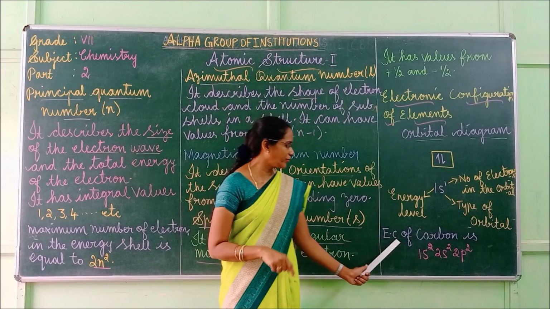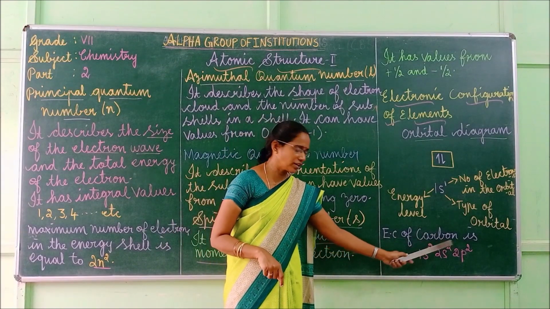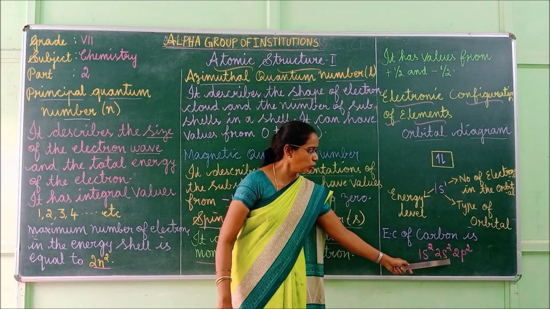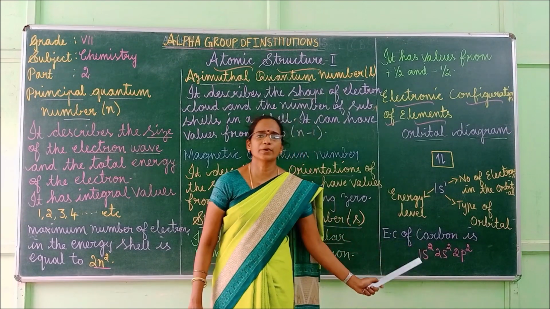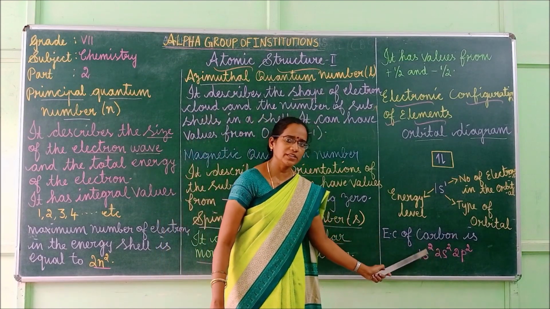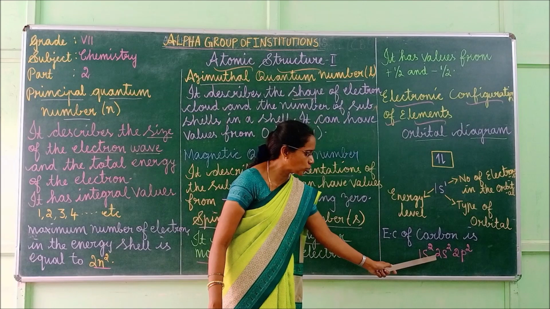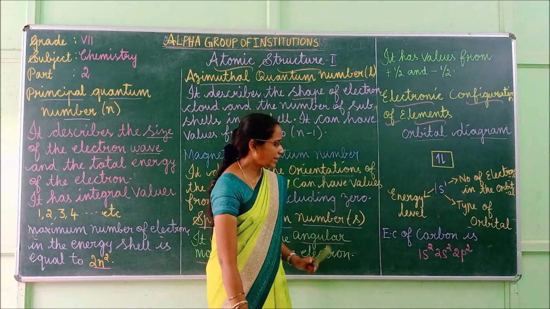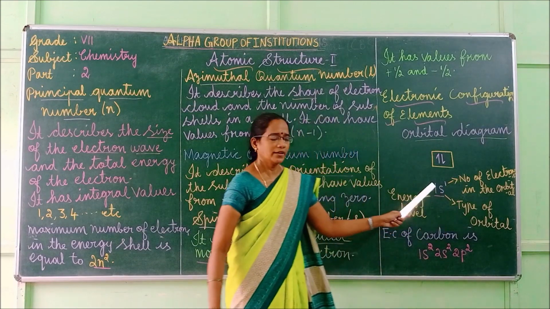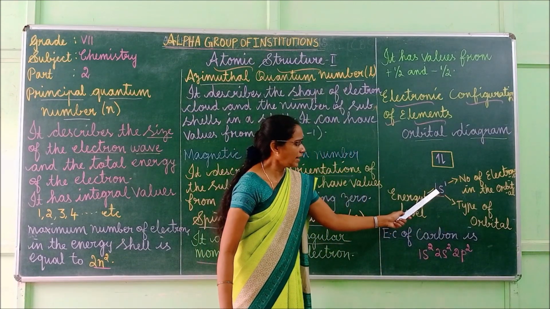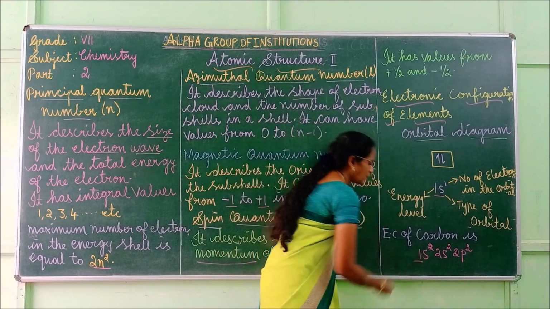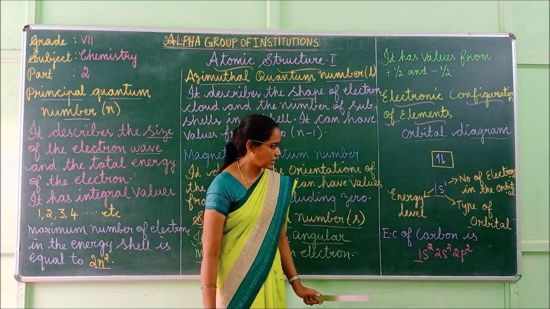For example, if you take the electronic configuration of carbon, 1s2, 2s2, 2p2. The atomic number of carbon is 6. So the electronic configuration of carbon should be written like this: 1s2, 2s2, 2p2. For example, if you take this 1s1, here this 1 represents the energy level.